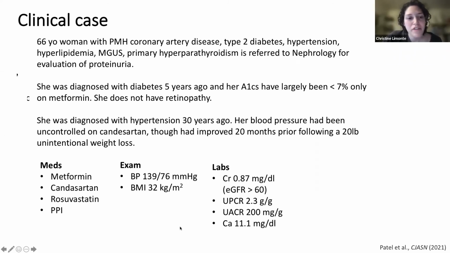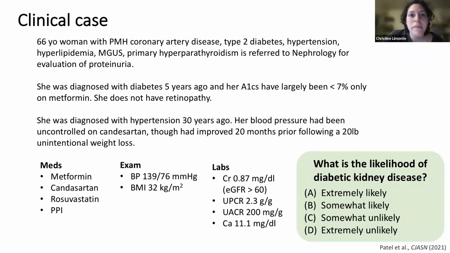So the question I'll ask, I don't think I have the poll feature available, so y'all can think it or put it in the chat, is what is the likelihood that this person has diabetic kidney disease? Are they extremely likely, extremely unlikely, or somewhere in between based on the clinical scenario? And I'm not able to see the chat, so I'm assuming people are just thinking about it.